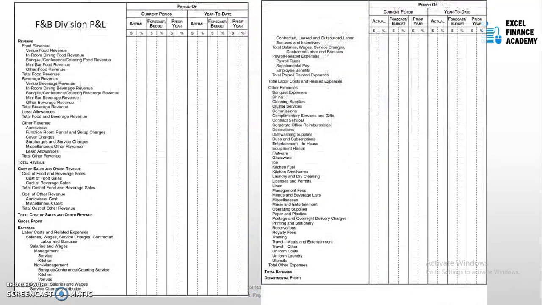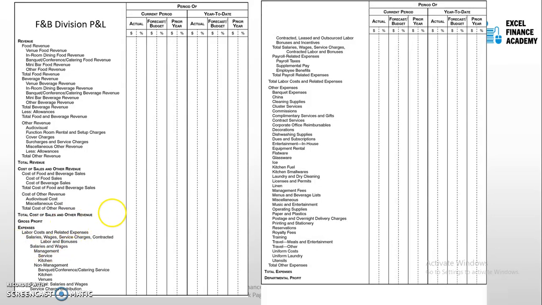Now the next one is the F&B division P&L. The F&B division P&L again has the same structure. We are looking at revenue: food revenue, beverage revenue, other revenue, and then food and beverage revenue is further divided into outlets. We have looked at this in our previous videos, but there are more types of segregation that we can do, by category of the food as well, and then by the type of business source as well. Then you have the cost of sales, which is food sales and beverage sales. And then the other expenses, which include labor cost, which we saw in the previous P&L as well.